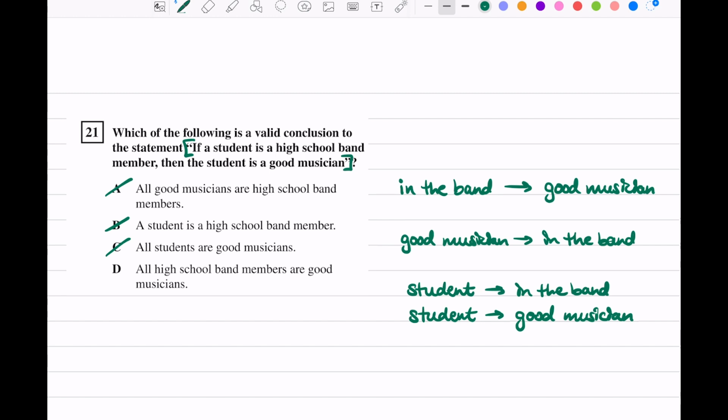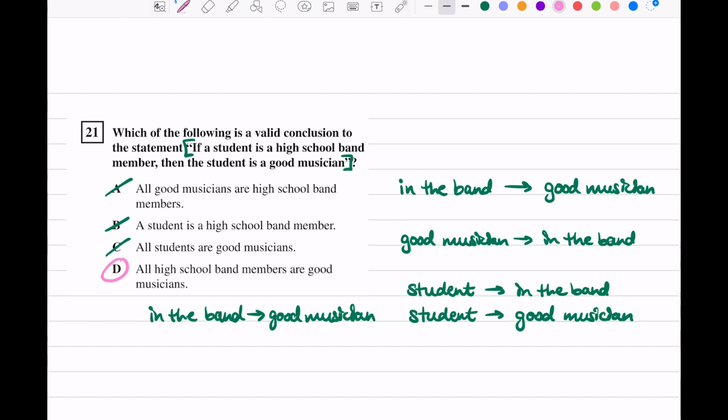All high school band members are good musicians. Well, this is saying if you're in the band, you are a good musician. That is exactly what our original statement is saying.